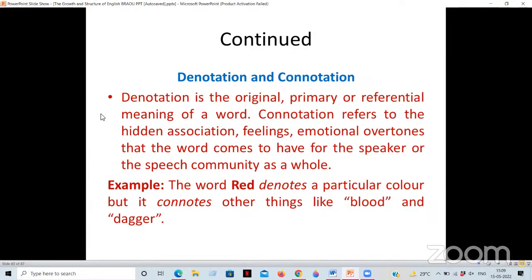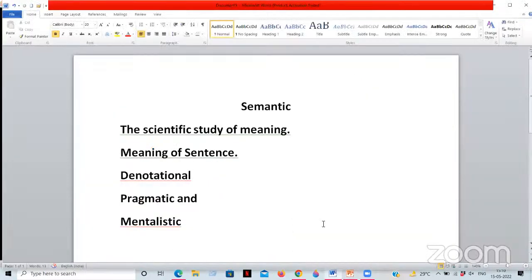Okay, if he has a bad experience in his life, he could have a meaning other than blood and danger as well. So it is actually related to the inner feelings, it is related to the society in which someone has been brought up. It also connotes something that is related to someone's culture. So we'll talk about everything. I have come to this slide only because we have to deal with these things. Okay.